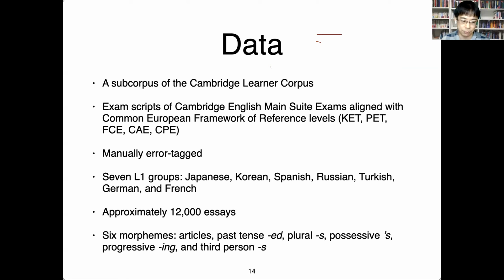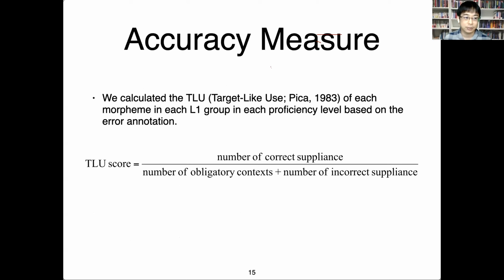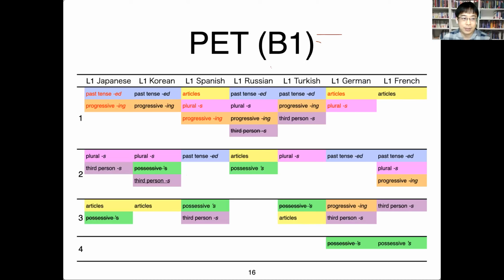We looked at the six morphemes shown here: articles, past tense ED, plural S, possessive S, progressive ING, and third person S. These are the morphemes that have been most often targeted in previous morpheme order studies. We then calculated what's called the TLU score, target-like use score, which is the accuracy measure of each morpheme in each L1 group in each proficiency level based on the error annotation. We looked at accuracy because acquisition order has usually been operationalized as the accuracy order in previous research.